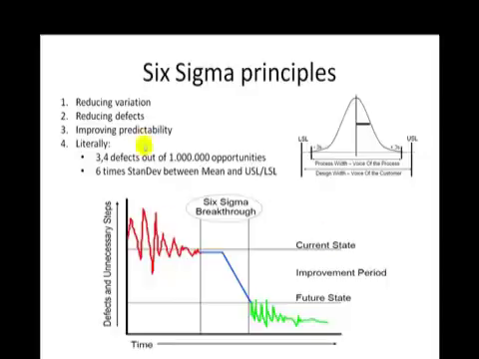Six Sigma is about reducing variation. Why is it important? Variation is the enemy of the business. Variation means that you are not sure what the quality of your next output is. Therefore, it's about reducing defects. Defects means that sometimes you make a good item, sometimes you produce the wrong one.